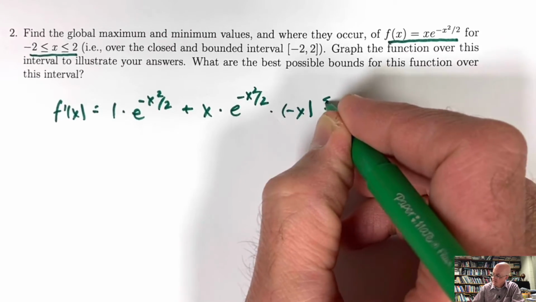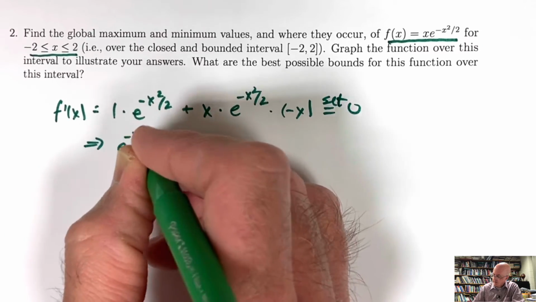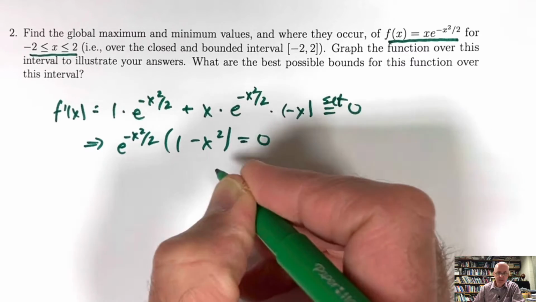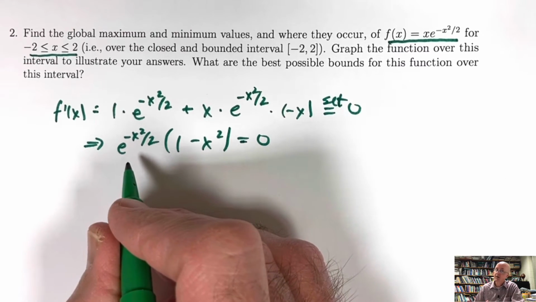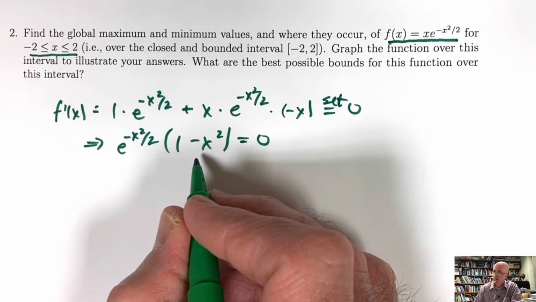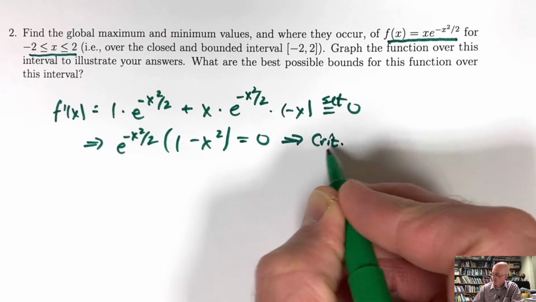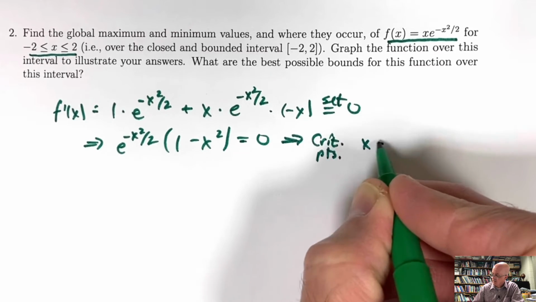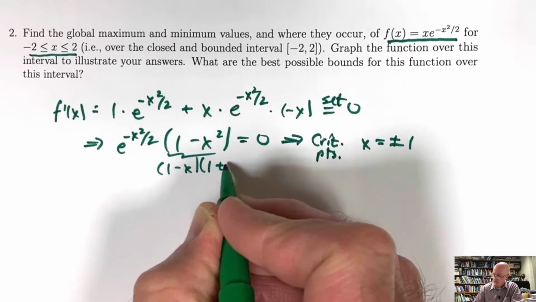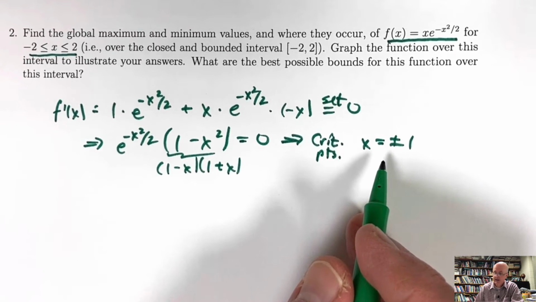We want to set this equal to 0 and solve for x. Remember to factor out whatever you can factor out. That's always a good idea. And then look at this expression. You see e to a power which is never ever 0. So the only way this is going to be 0 is if this is 0, which pretty clearly is 0 just when x equals plus or minus 1. Those are going to be the critical points. X equals plus or minus 1. If you want to factor it, you can do that as well. It's 1 minus x times 1 plus x to see that. Always remember, are these critical points in the interval in question?